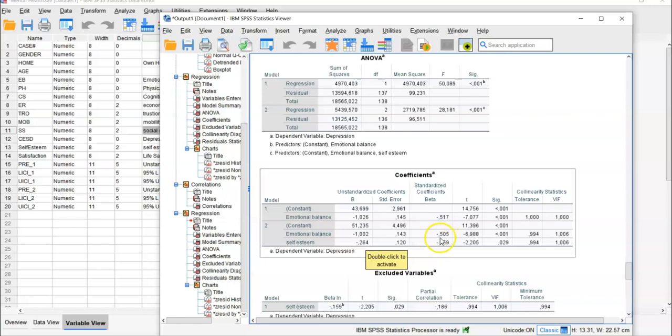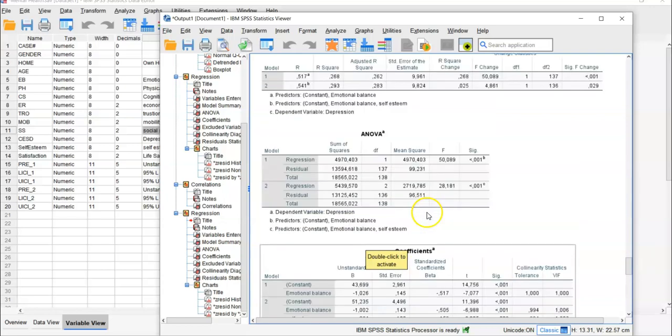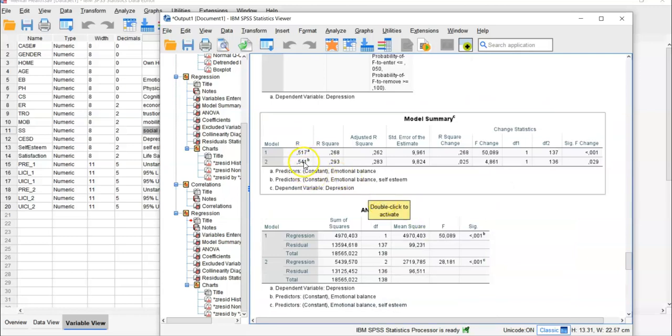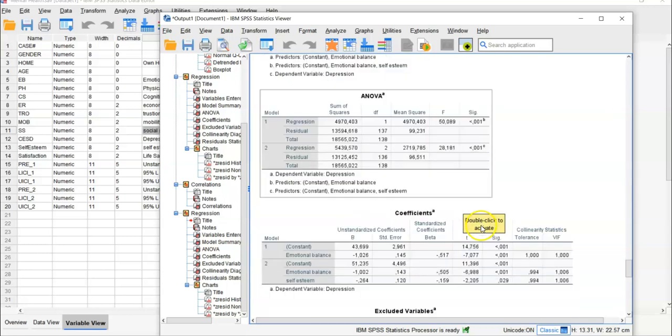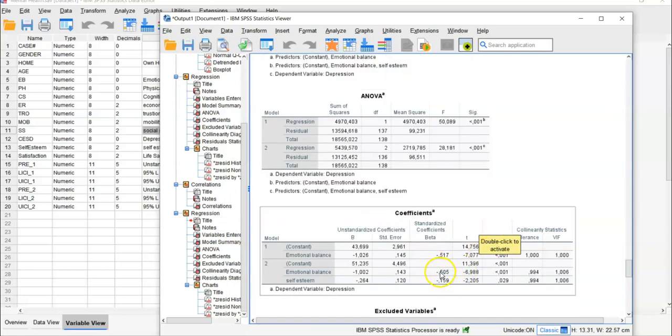So that is about the emotional balance and the self-esteem. That is the R value. So we have here that one, but in fact that is mixed with the two things, so it's not exactly the same. But you can see from where it's coming that the emotional balance is greater than the self-esteem.